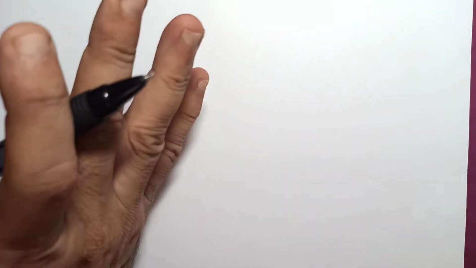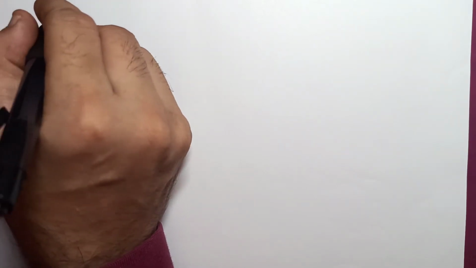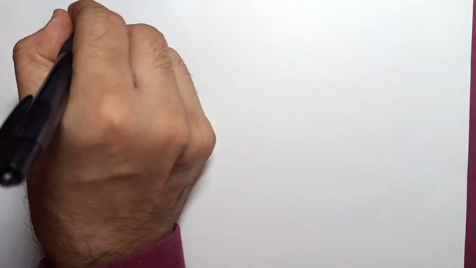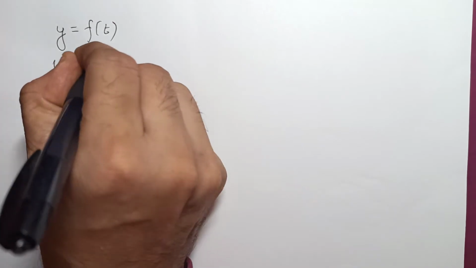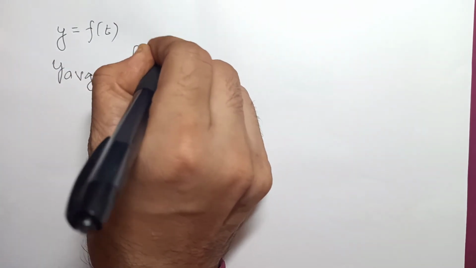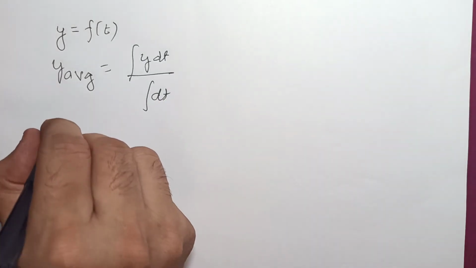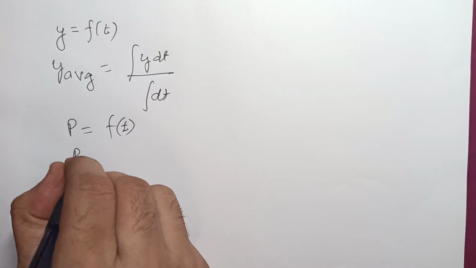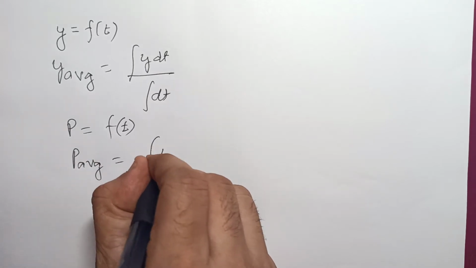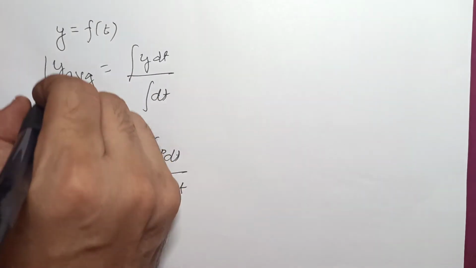So students, in the last class we have spoken about alternating current introduction. Now here just take a note of this formula we would be using extensively. If y is equal to f(t), we can use y average is equal to integration of y dt by integration of dt, or if it is equal to P f(t), then we can say P average is equal to integration of P dt by integration of dt. We would be using this very frequently.